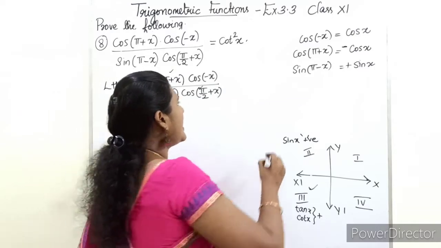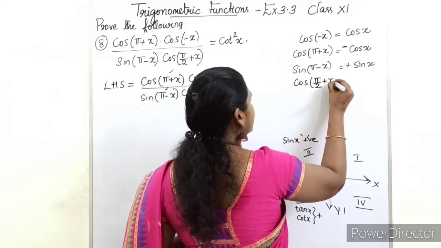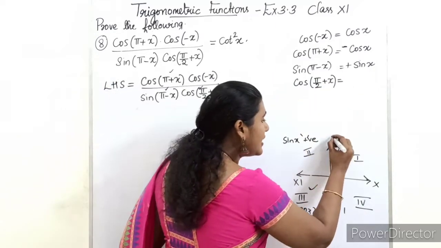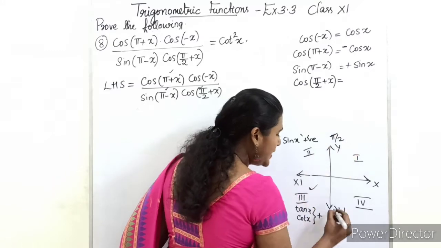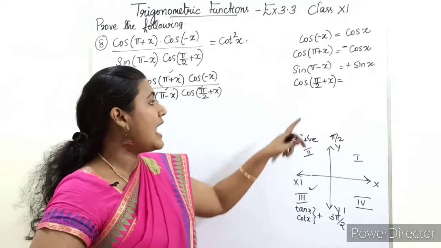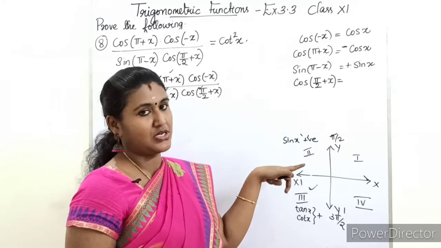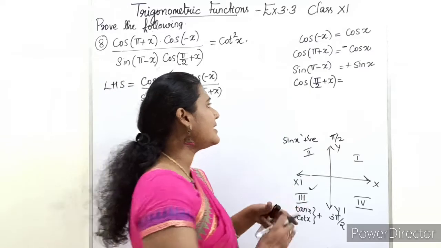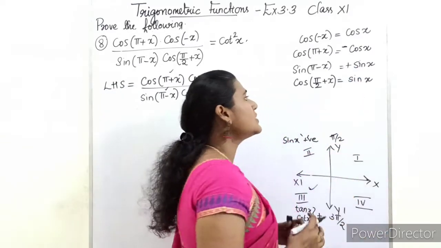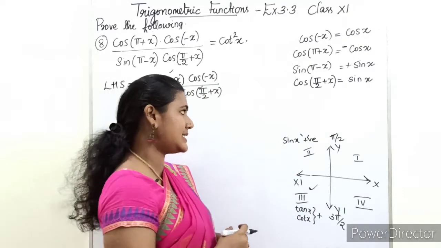Okay. Now the last expression, that is cos pi by 2 plus x. See here, pi by 2. Pi by 2 is an angle on the y-axis. Pi by 2 and 3 pi by 2 are angles on the y-axis. If we have an angle on the y-axis, then you have to write the co-function. Okay. If cos is there, then cos will change into the sine function. So sin x. So cos pi by 2 plus x is sin x. Now we will see the sign.